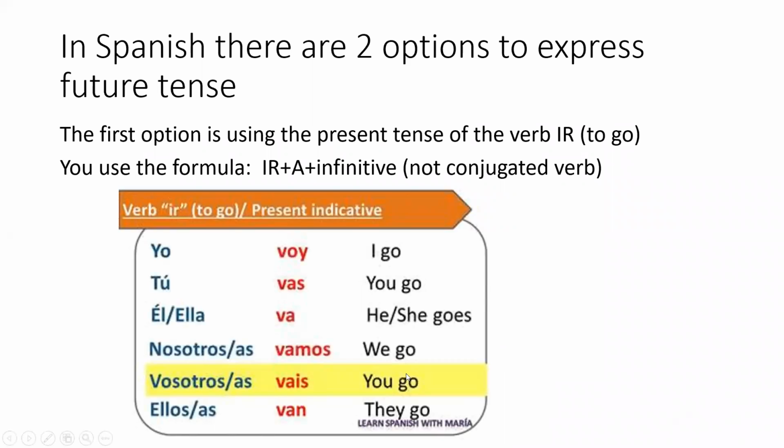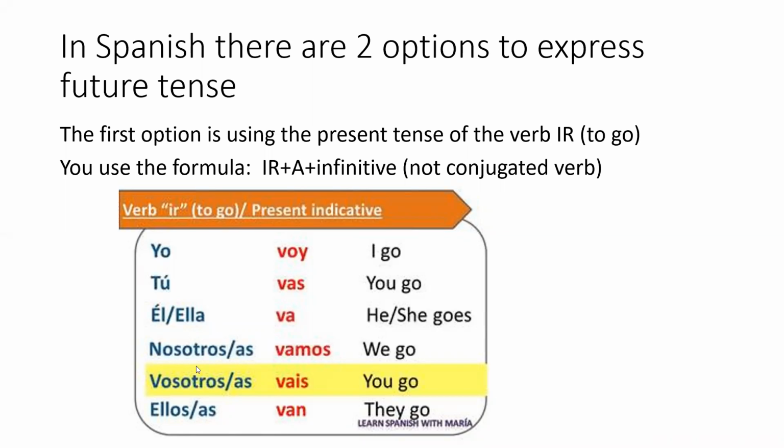So in Spanish, there are two options to express the future tense. The first one we learn in Spanish 1, and it's using the verb ir, which means to go. So you use the formula ir plus a plus infinitive. And just a reminder, an infinitive is a non-conjugated verb.